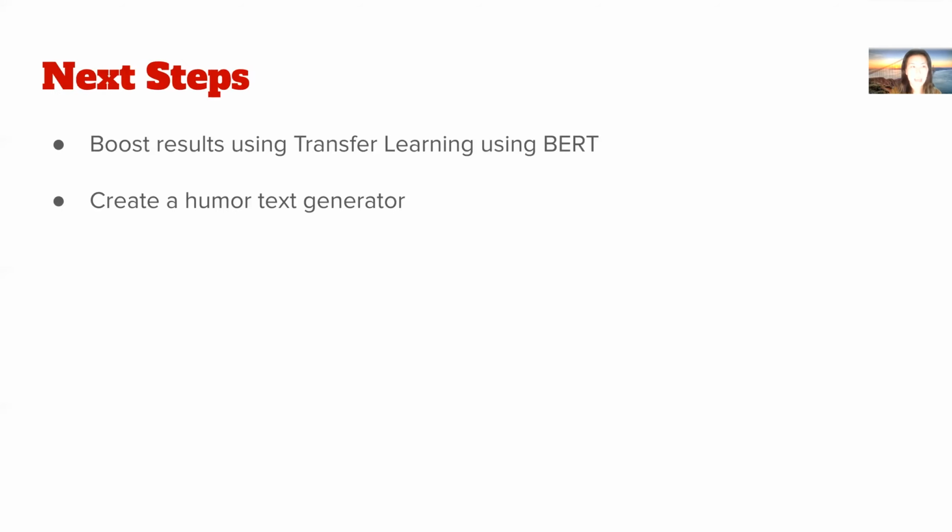As for next steps, I want to boost my results using transfer learning using BERT, which is a state-of-the-art NLP model that Google came out with in about 2018, and also create a humor text generator based off the winning model that I come up with.